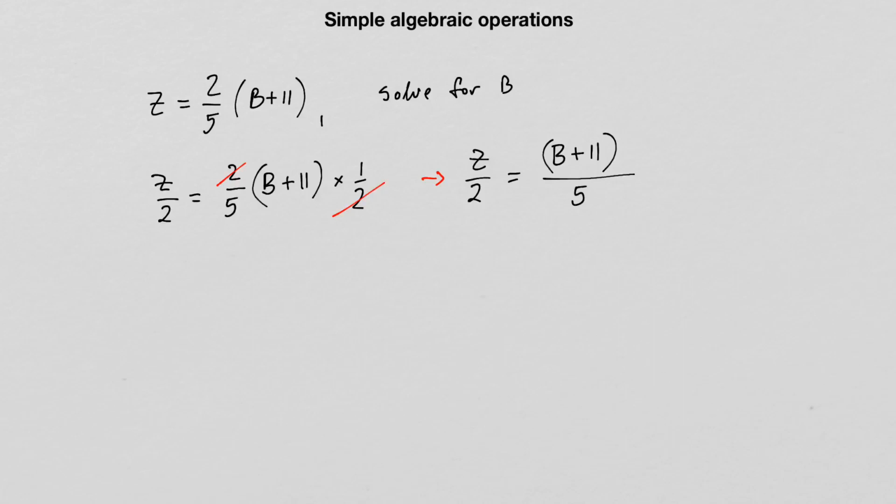Okay, so now I have 5 in the denominator here. I must move it on the left-hand side. So since 5 is dividing, in order to move it, I must multiply by 5 on both sides.